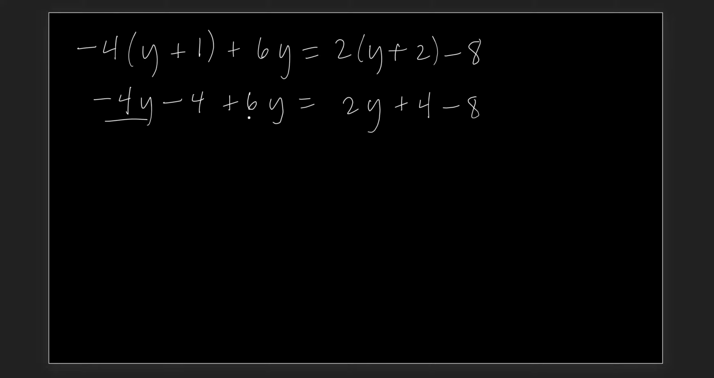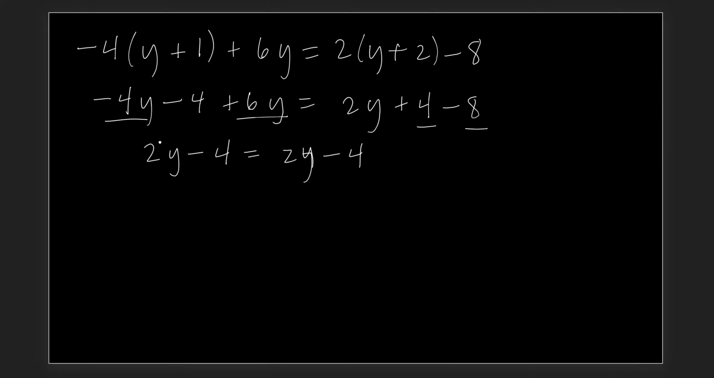Again, we happen to have like terms right here, so we'll combine them. They're on the same side of the equal sign. And I guess we'll be able to combine these as well. So negative 4y plus 6y is 2y, minus 4 equals 2y, and then 4 minus 8 is minus 4 as well. So you can work to get the y's on one side and the numbers on one side and combine them, or you can kind of recognize your answer right here.